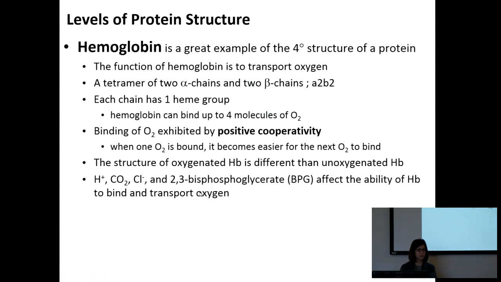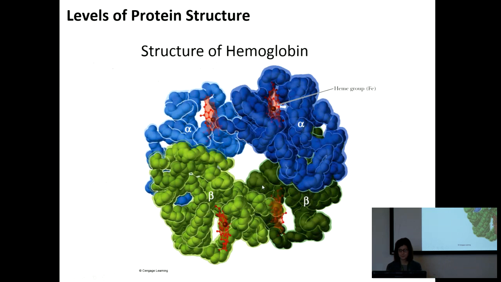Everybody good? Any questions so far? All right. So here's our hemoglobin. I get to have the nice colors. You guys have not such nice colors. So the blue are the alpha, and the green are the beta subunits. And you can see each one has a heme. All right, we're going to spend some time on the next few slides.